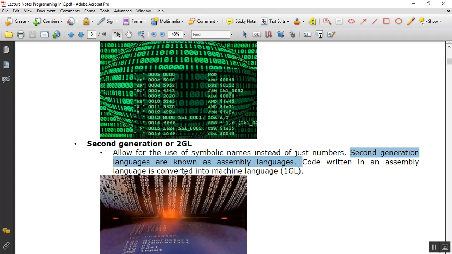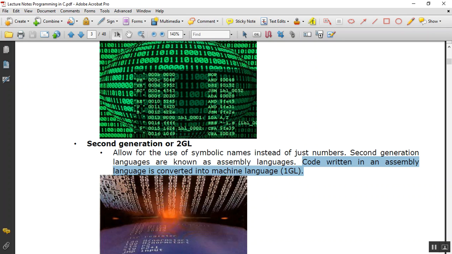Code written in an assembly language is converted into machine language. So here we need conversion. If I am using some words instead of 0 and 1, then I need to convert those words into 0 and 1 first of all, and then computer can execute it. If I am giving a command add A and B, something like add A and B, then what should be our first step? First of all, convert this add A comma B into machine level language, that is 0 and 1, and then only it can understand it.